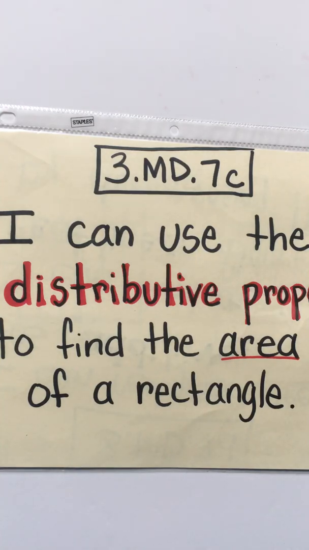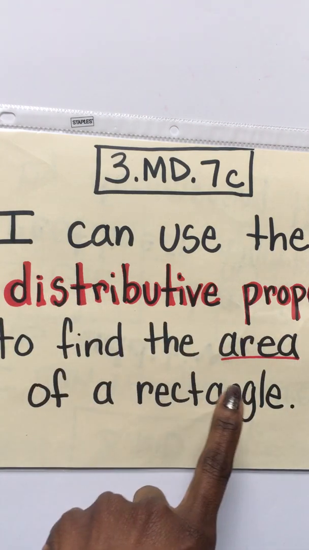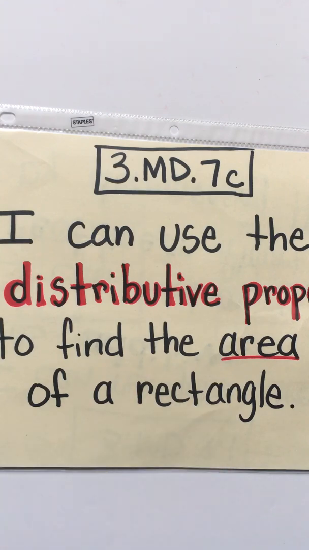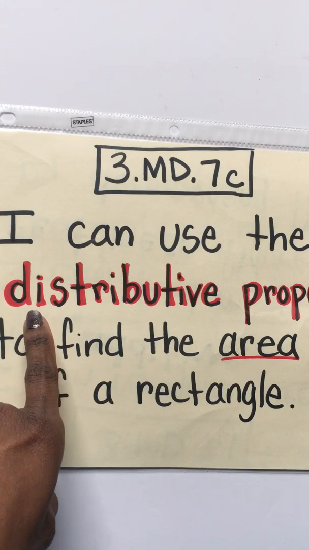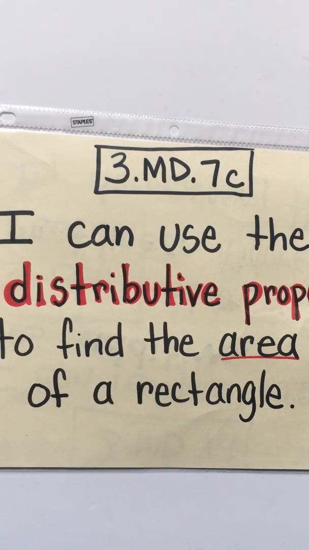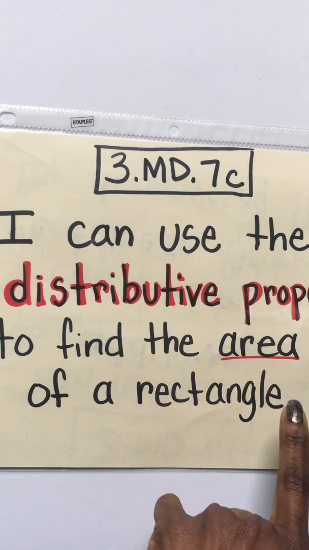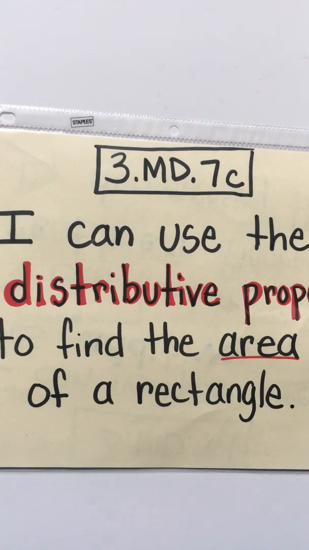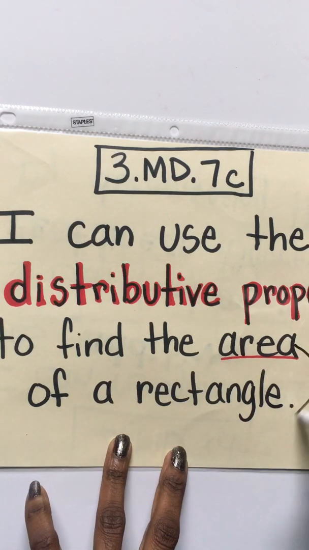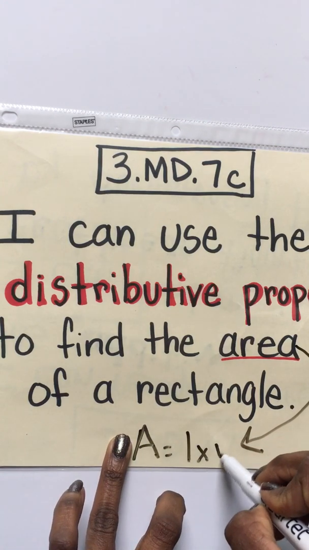Hi, boys and girls. Today, we're going to use the distributive property to find the area of a rectangle. Distributive is a very special word because it has the root word distribute in it. And distribute means to share or give a little to each part. Area, as you know, is the space inside of a figure or an object, and we find the area by multiplying its length times its width. The formula for area is A equals length times width.